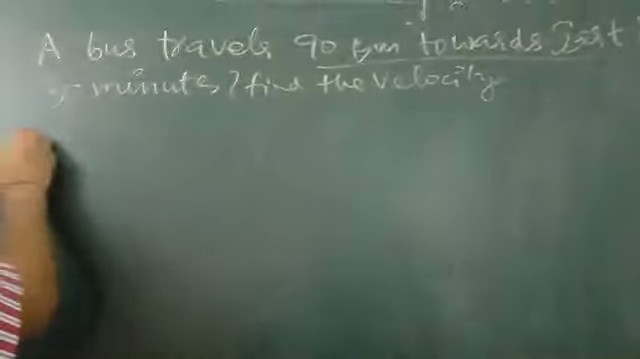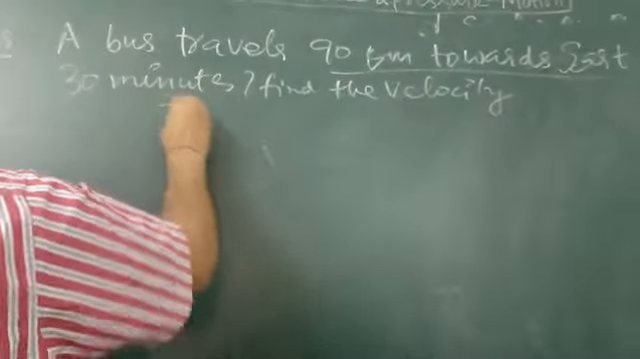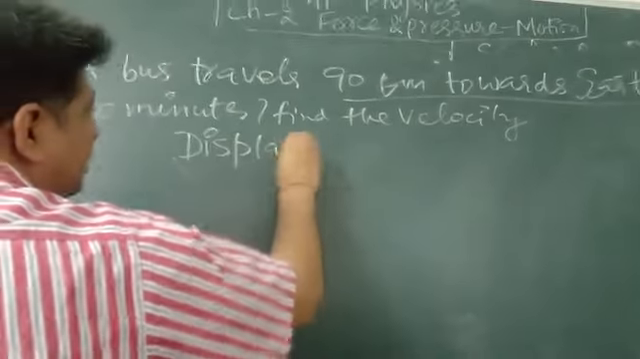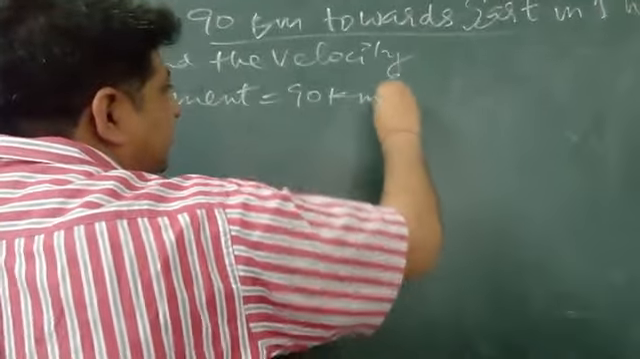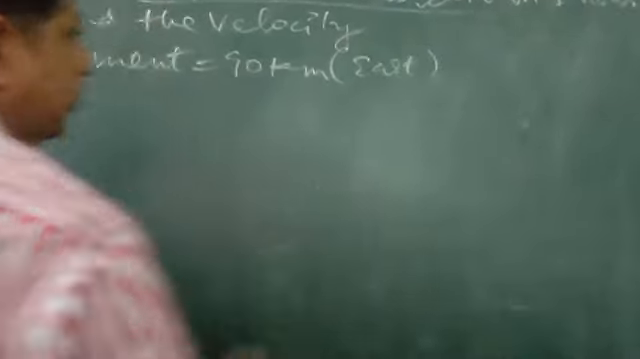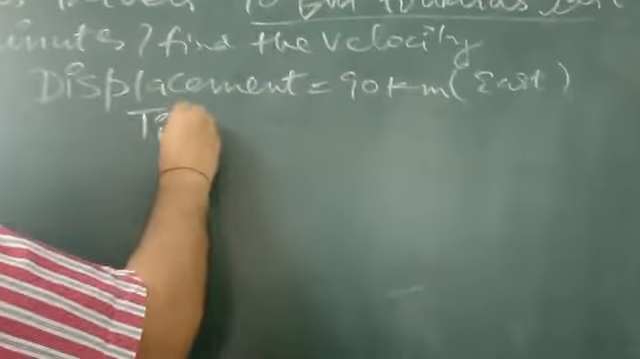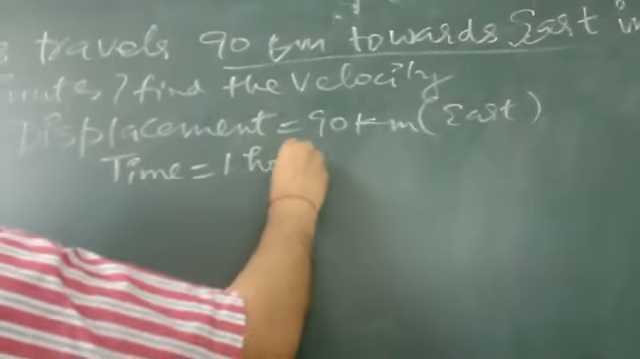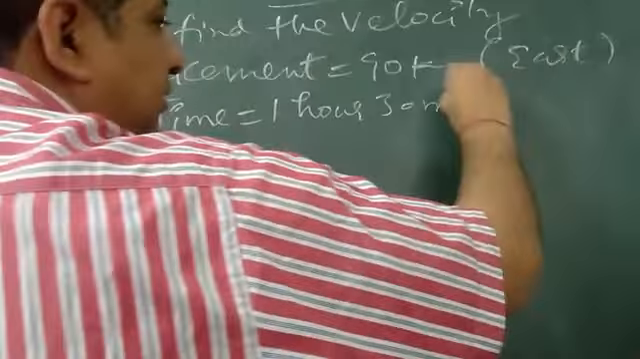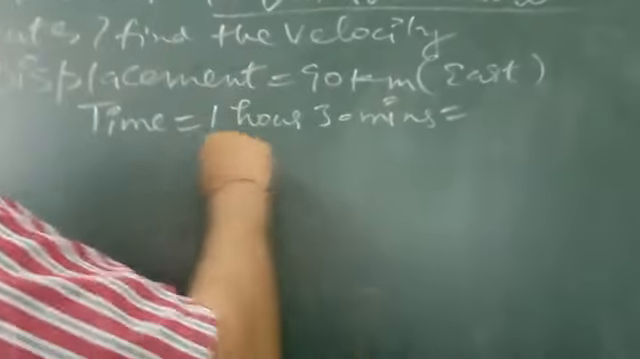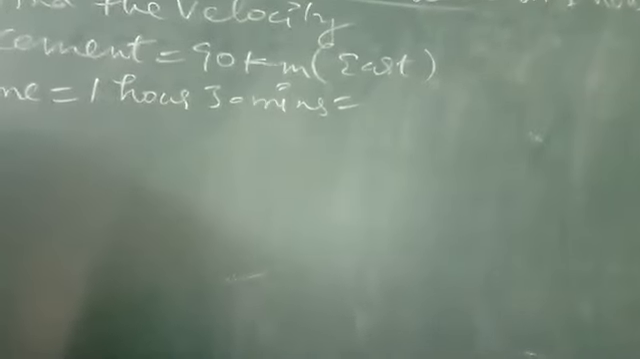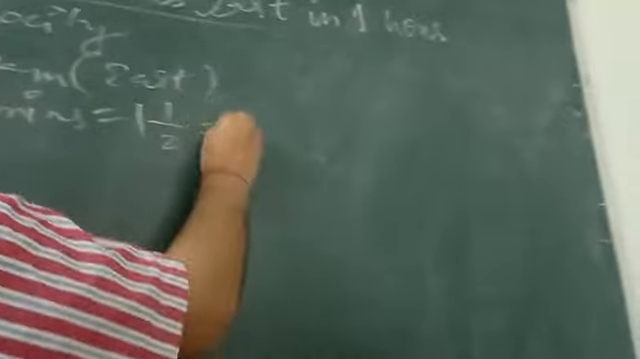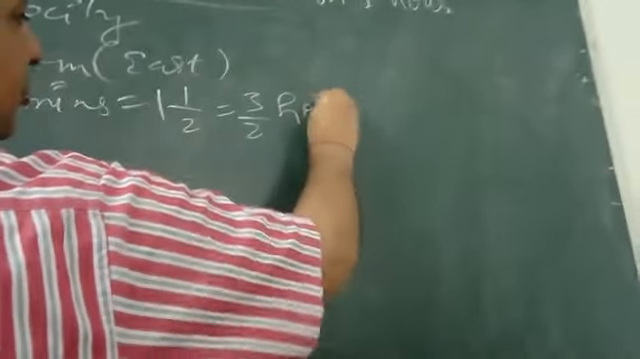ठीक है, तो सबसे पहले न्यूमेरिकल सॉल्व करने के टाइम जो गिवन है, that you would write. So displacement. What is the displacement? 90 किलोमीटर. ऐसे ब्रैकेट में आप लिखोगे in east direction. Time is given 1 hour 30 minutes. We will convert minutes into hour. 30 minutes में कितने hours होते हैं? 1/2. So this would become 3 by 2 hours.